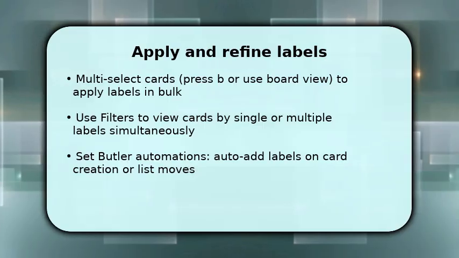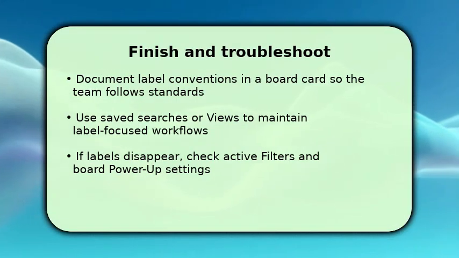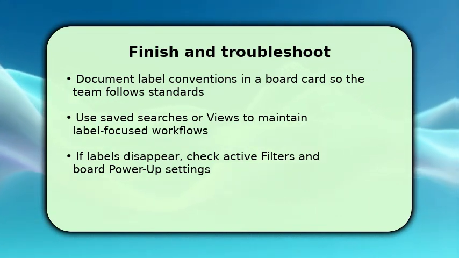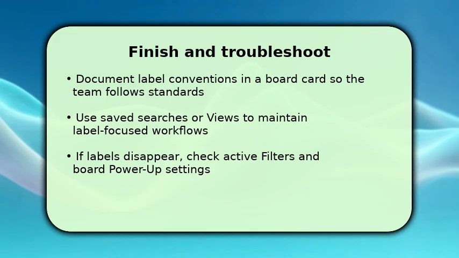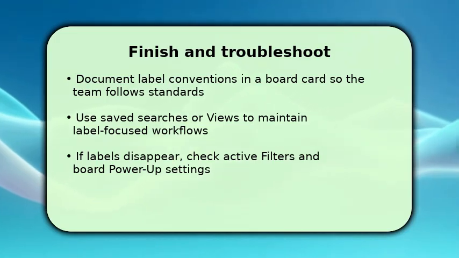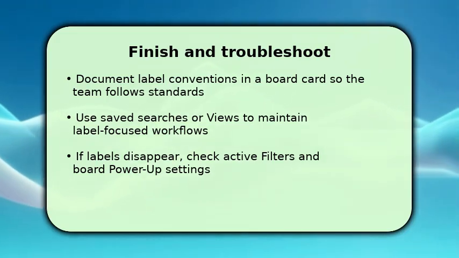You wrap up by documenting the label scheme in a visible card so everyone uses the same conventions. Clarity prevents overlap. Create saved views or searches that highlight label combinations you rely on and schedule a quick review once a month to retire or merge labels.